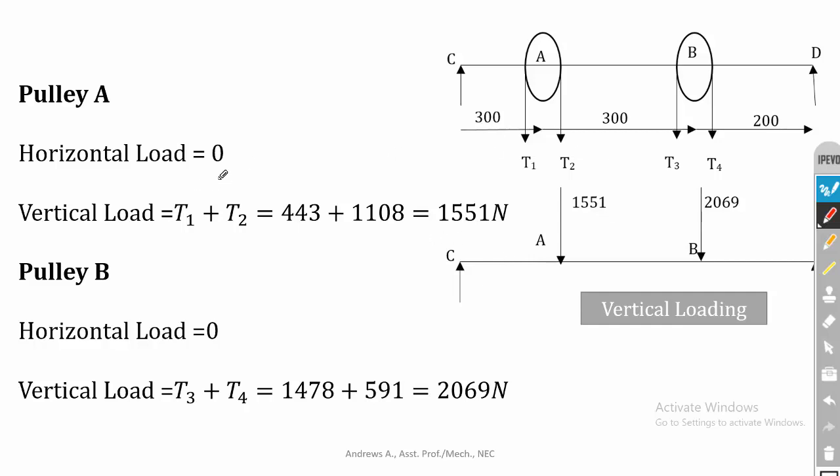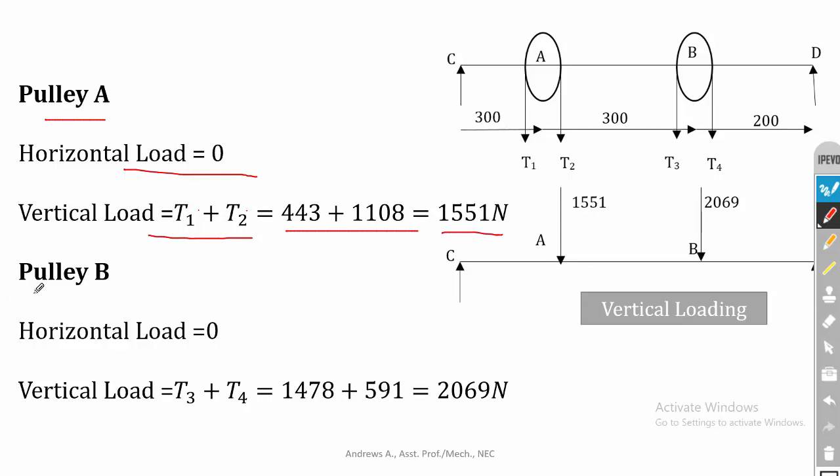So in the problem, for pulley A, there is no horizontal load since the belt drive is a vertical one and there is no self weight. So the horizontal load is 0, and for vertical load, for pulley A it is T1 plus T2. You can add the tension values, so that is equal to 1551 Newton.